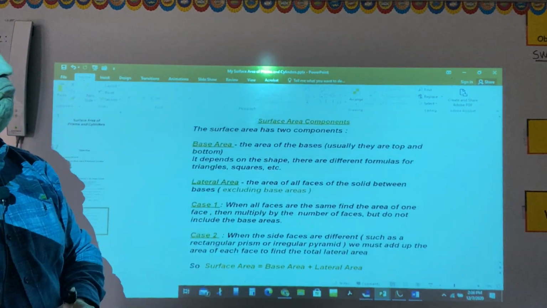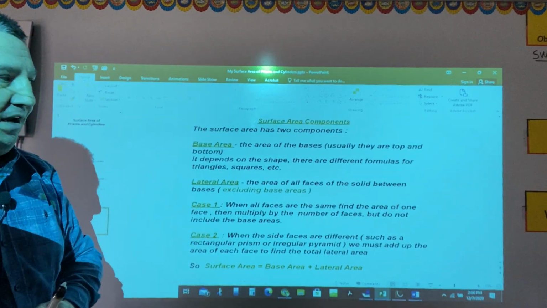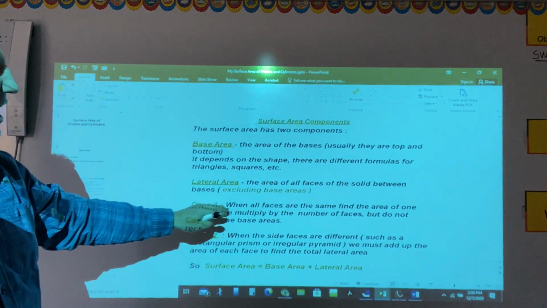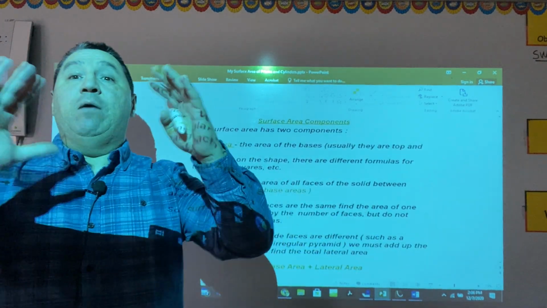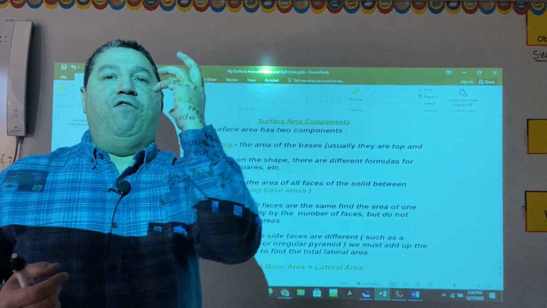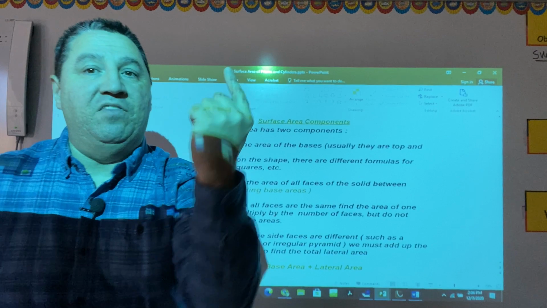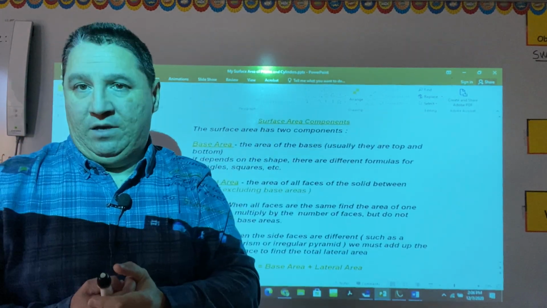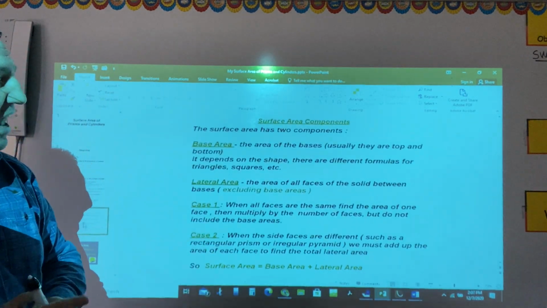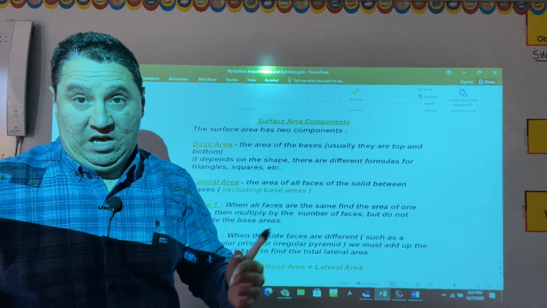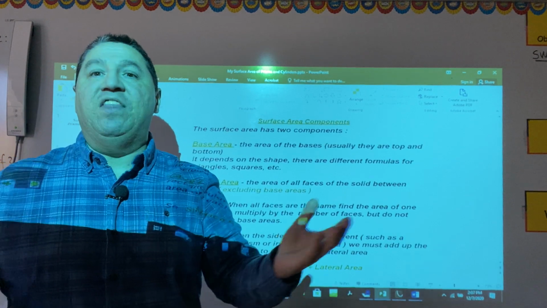We have two main cases when we refer to lateral area. Case one is when all faces are the same. When they are the same or identical, we find the area of one face and then we multiply this area by the number of faces and we get the lateral area. And case two, when the side faces are different, we find the area of each face and then add them.